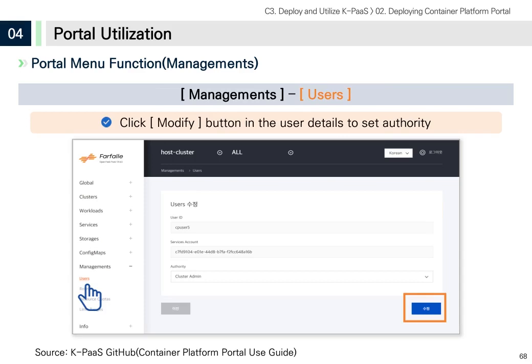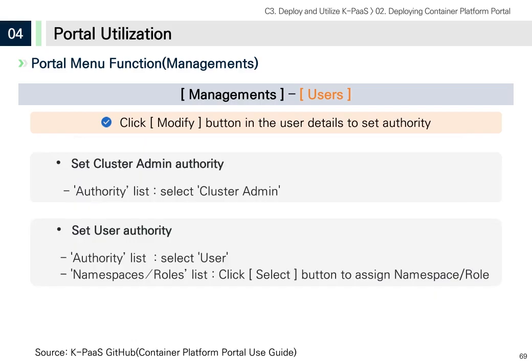You can go to the General User Details page by clicking on the user ID. On this detail page, you can click the Modify button to assign cluster administrator, or end user, authority to the user on the Modify page. If you set authority as a cluster administrator, select Cluster Admin in the authority entry. If you set up general user authority, you can select User. Click the Select button and select the namespace and role to assign to the user.